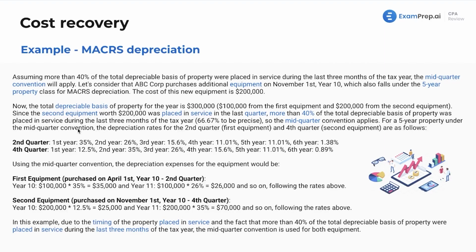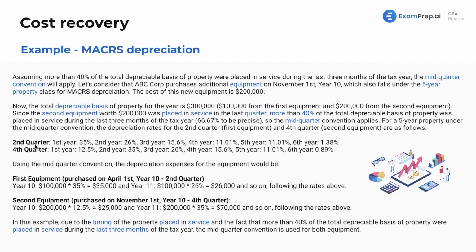For a 5-year property under the mid-quarter convention, the depreciation rates for the second quarter, which is the first equipment, and the fourth quarter, which is the second equipment, are as follows. This is what happens. In this example, the second piece of equipment took over in the fourth quarter. It hijacked, so we have to use the mid-quarter convention. But we did have that original piece of equipment for $100,000 that was placed into service in the second quarter.